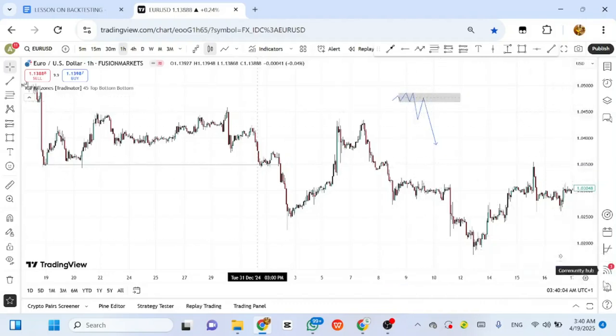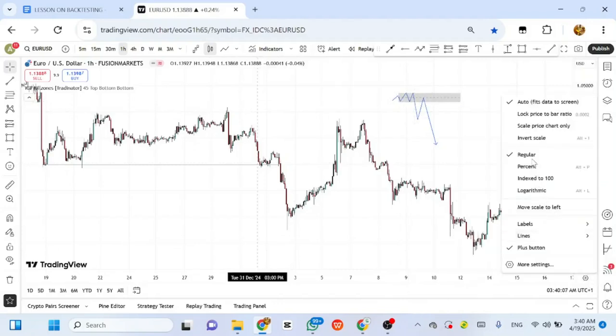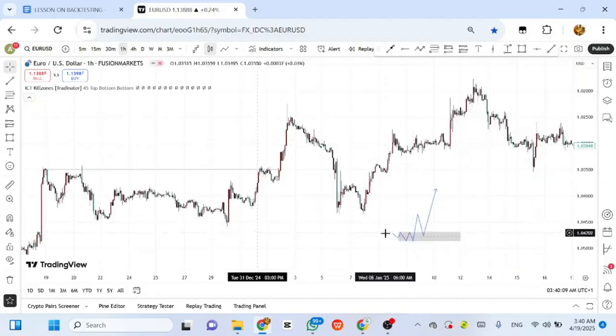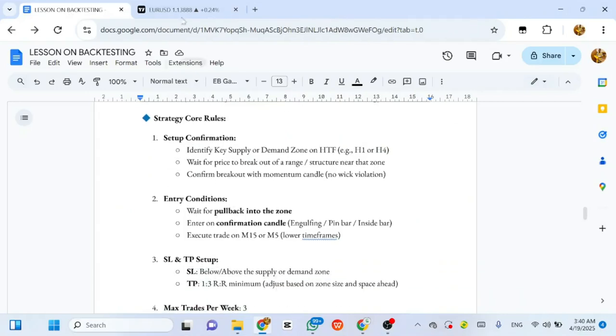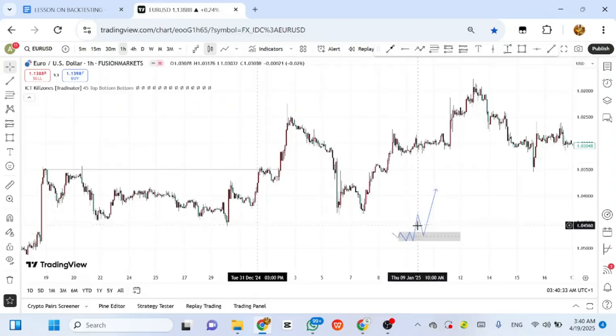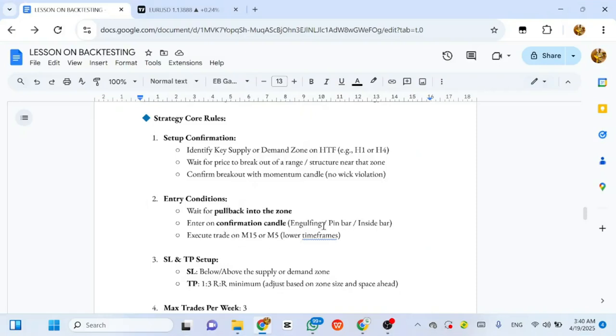Now if we flip this in scale, you can see this is my demand zone as well. A breakout, the whole of this zone is now my demand zone. When the market taps on this, I will wait for my confirmation, like an engulfing or rejection, like you saw here. This is my entry confirmation. Wait for a pullback into the zone. This is a breakout from this zone. Wait for a pullback into the zone. And what are we waiting for again? We're waiting for candle confirmation: pin bar, inside bar, engulfing.